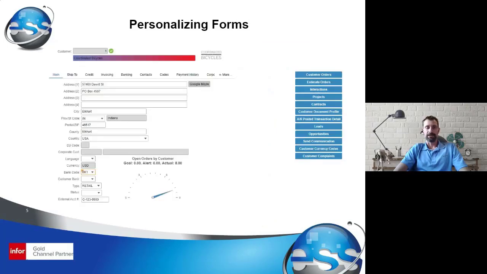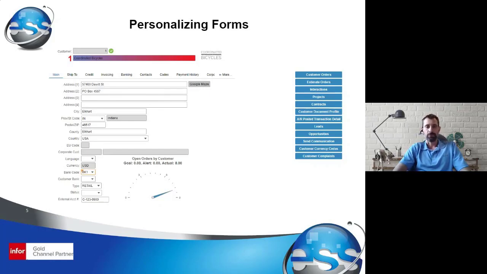So here is a screenshot of a customer's form that I've modified. I've created a few personalizations that I'm going to walk you through each of in just a few minutes in the demo. The first one, probably the most obvious, is the color, the gradient on the customer name. As you can see, we have a two-tone color that's very easy to add.